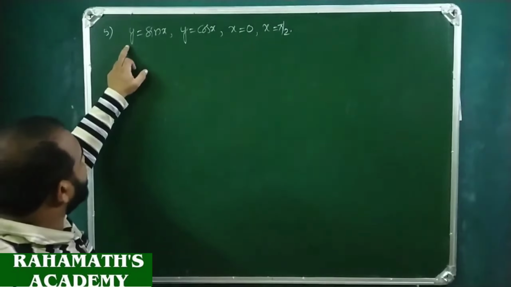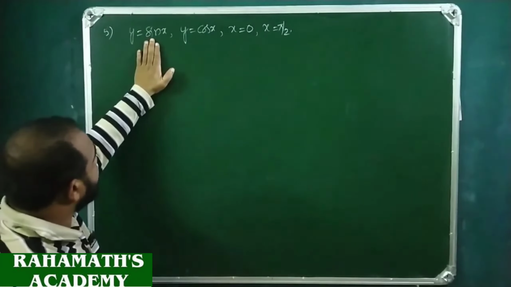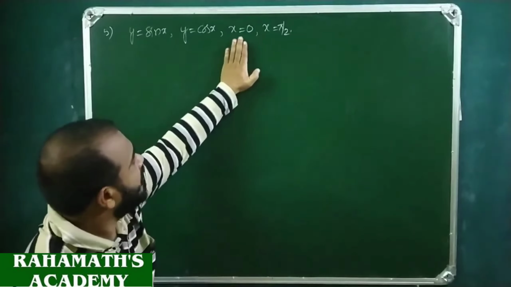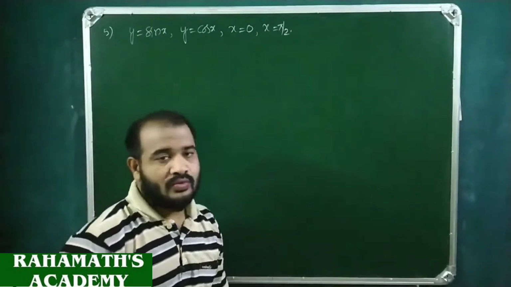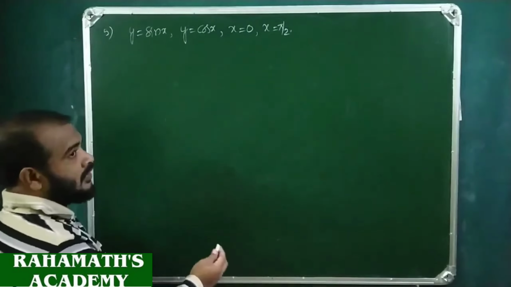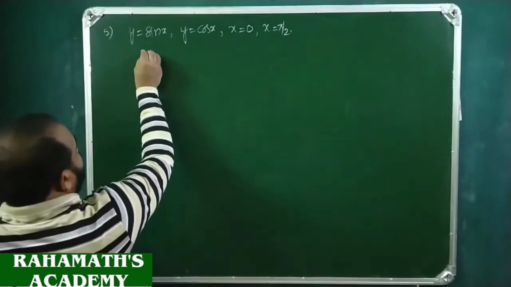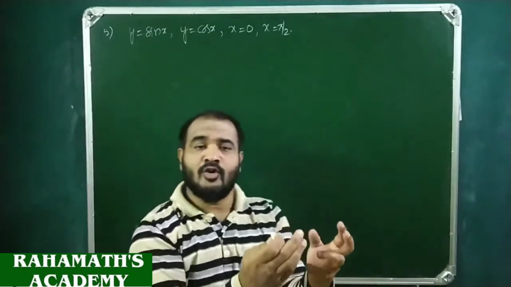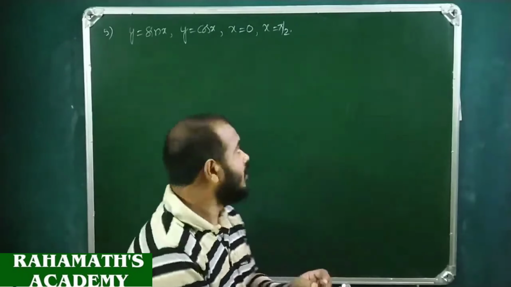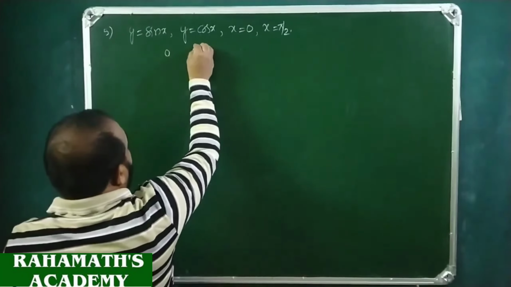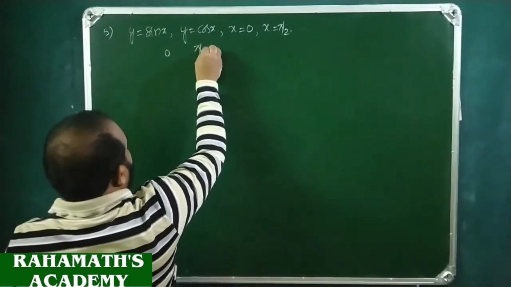The area of the region bounded by the sine curve, cos curve, x equals 0 which is the y-axis, x equals pi by 2. For which x equals pi by 4 is what I will take. x equals pi by 4. So, 0, pi by 4, pi by 2.